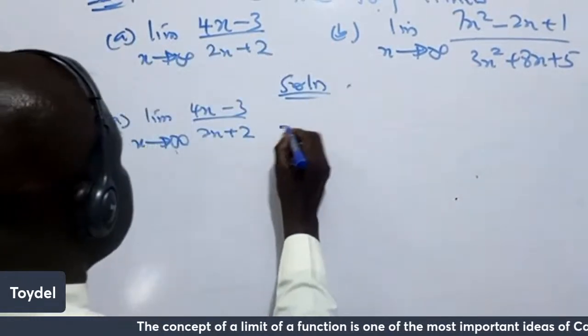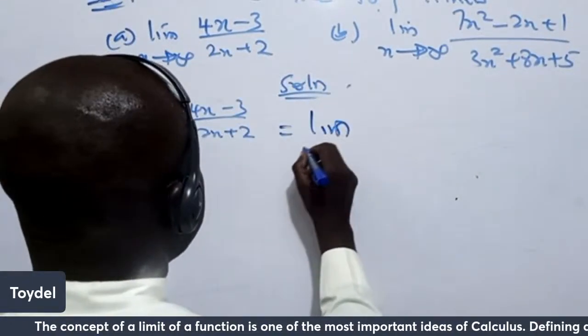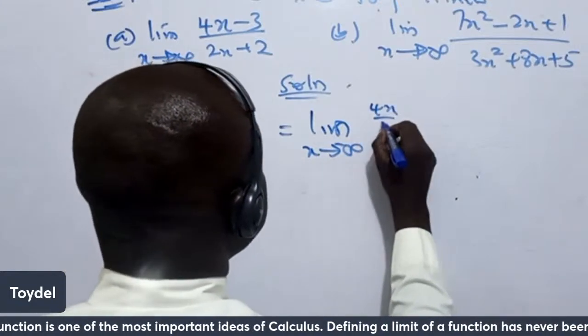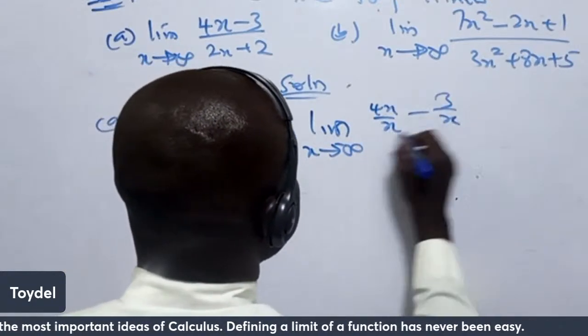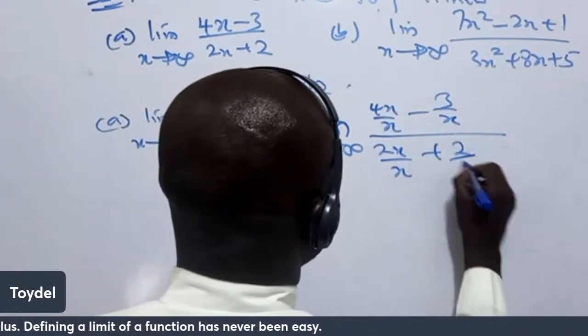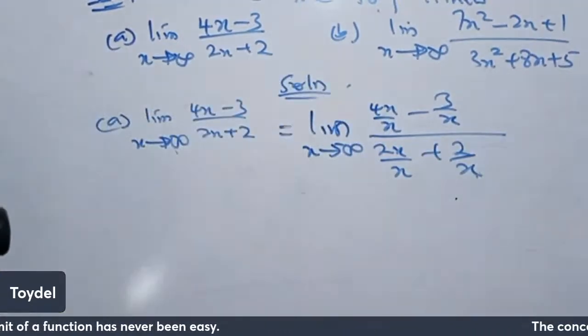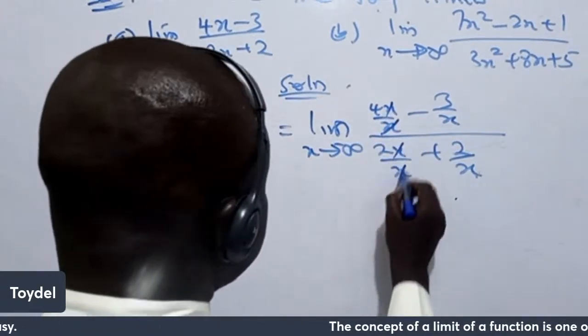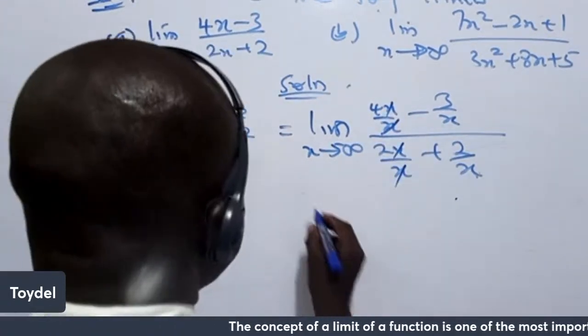If we do that, we say limit as x tends to infinity. We now divide 4x divided by x minus 3 divided by x, all over 2x divided by x plus 2 divided by x. So that is what we do. We cancel x, and we are going to get 4. That's what we get.